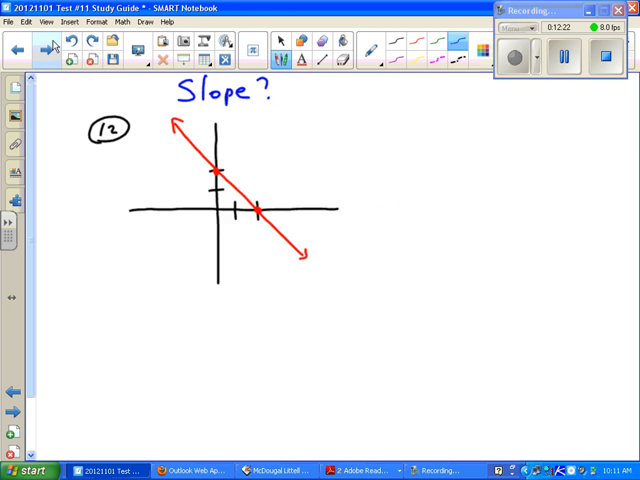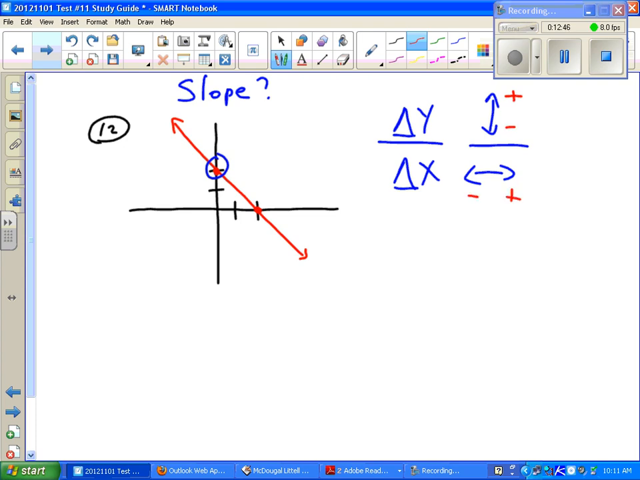Number 12 says find the slope. When you have a picture, you can count them. It's really easy. Go to your leftmost point, and then remember it's your change of y over your change of x, or how many times you go up or down over how many times you go left or right. If you go up, it's positive, down, it's negative, left, it's negative, right, it's positive. So from that leftmost point, how many times do you have to go up or down to get to the next point? You have to go down 1 time, 2 times.